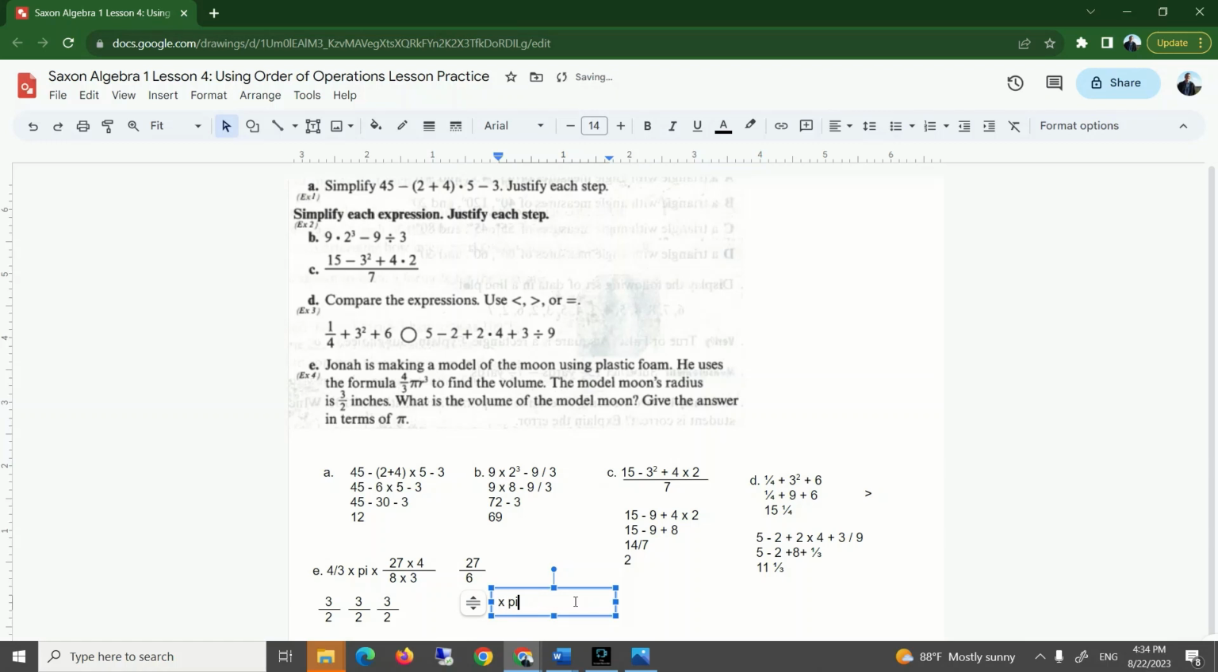Now to do this, remember, I figured out the exponent first. It was 3/2 cubed. Then I multiplied that by 4/3, and I was left with 27 over 6 pi as my answer. You'll have some questions like that, and you'll have questions like the others in the assignment. Make sure you do 1 through 30.